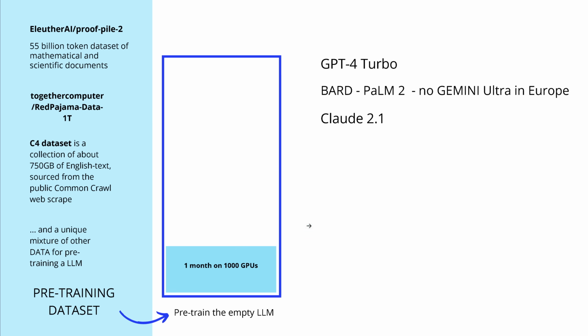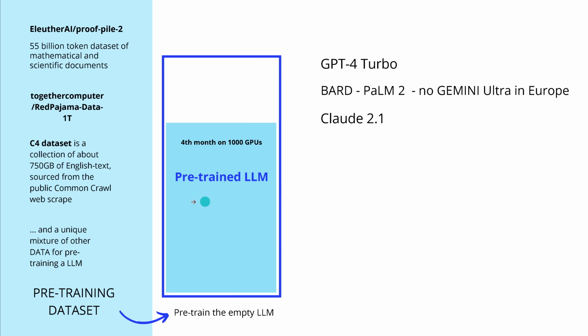And if you think about proprietary models like GPT-4 Turbo or Bard or PaLM 2 and Gemini Ultra, currently not available in Europe, or Claude 2.1, it takes quite some time because those are huge models. So let's say today, with all the new advancements in the attention mechanism and the training mechanism, in the first month we have about 1,000 GPUs in some cluster on AWS, for example. Okay, this runs 1 month, this runs 2 months, and about, let's say, after 4 months on just 1,000 GPUs, we have our pre-trained LLM. This is quite expensive.